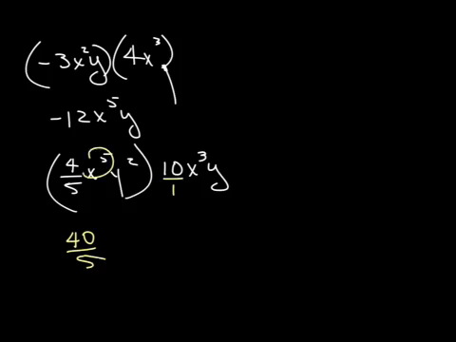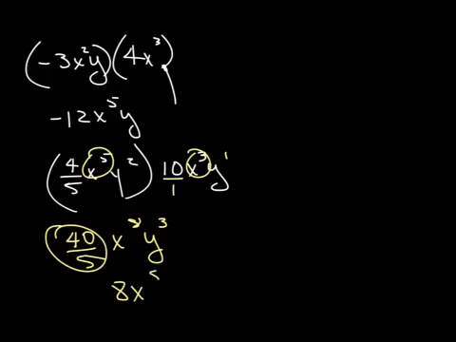And then we've got this x and this x, and we're going to add those. 5 plus 3 is 8. And then we've got the y. Y squared times 1y, that gives me a y. 2 plus 1 is 3. Then I'm going to reduce that. 40 divided by 5 is 8. And we are done with that one.